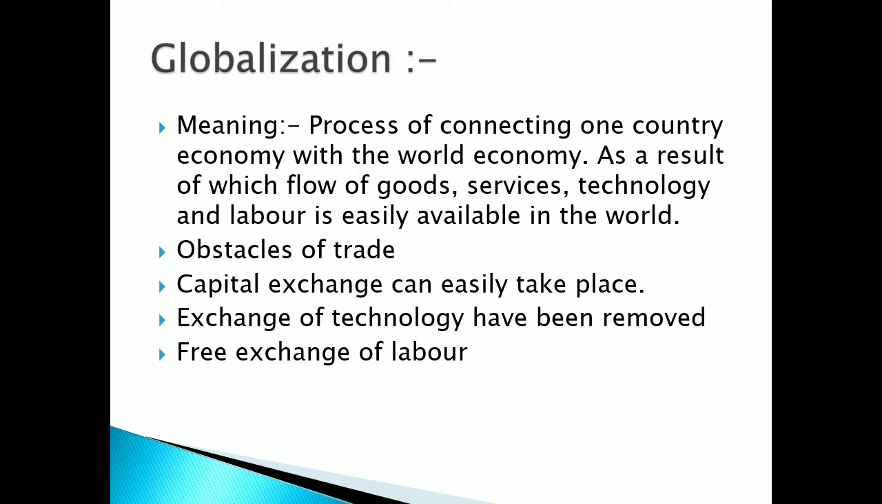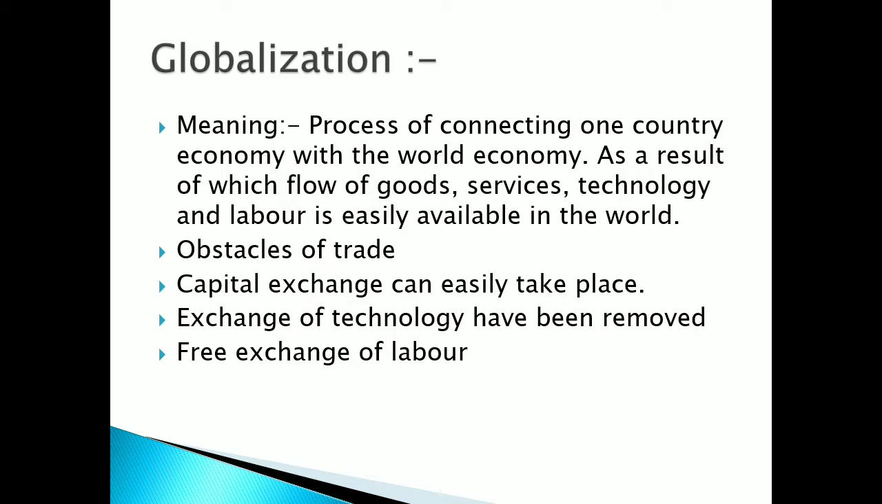The markets which were nationwide, which were state-wise, the product which was sold only in India can now be sold anywhere outside India. So the market has now become international due to globalization. Here in our country, the businessman gets business from the whole world. Here is the process of connecting our country with the world.